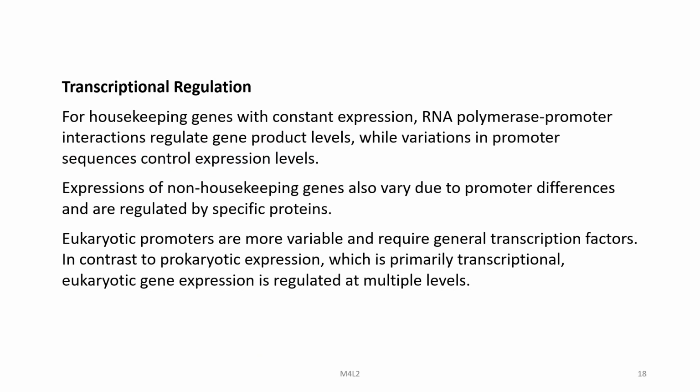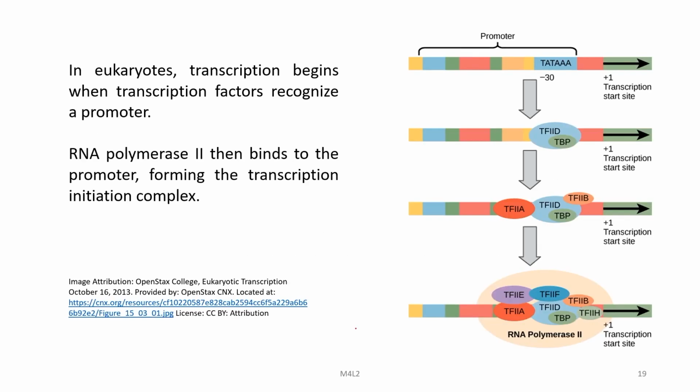For housekeeping genes with constant expression, RNA polymerase promoter interactions regulate gene product levels, while variations in promoter sequences control expression levels. Expression of non-housekeeping genes also varies due to promoter differences and is regulated by specific proteins. Eukaryotic promoters are more variable and require general transcription factors, in contrast to prokaryotic expression, which is primarily transcriptional. Eukaryotic gene expression is regulated at multiple levels.